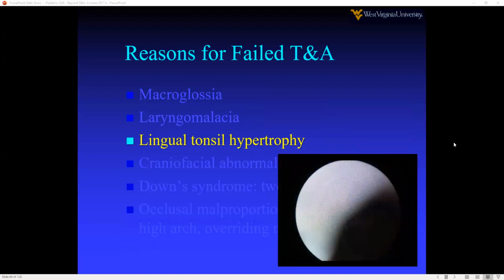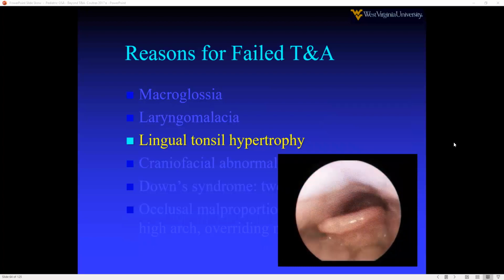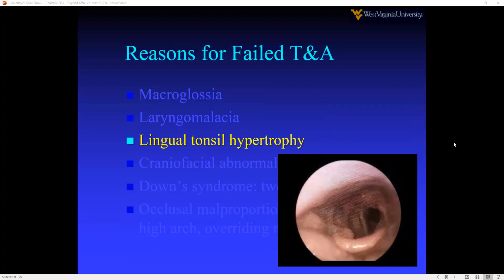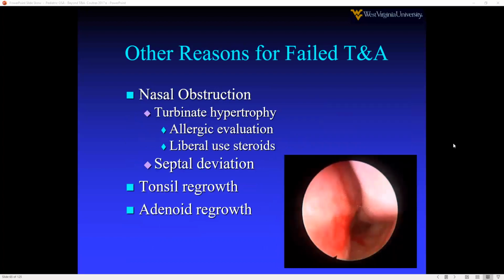What about lingual tonsil hypertrophy? Well, with the lingual tonsils here, you're seeing they're almost bilobed, and they're pushing the epiglottis posteriorly against the posterior pharyngeal wall. And again, you're seeing the breaths during sleep endoscopy. And removing the lingual tonsils will many times allow that epiglottis to come back.